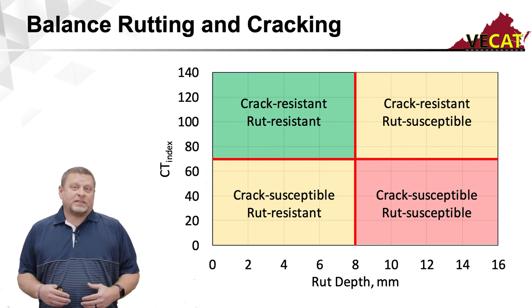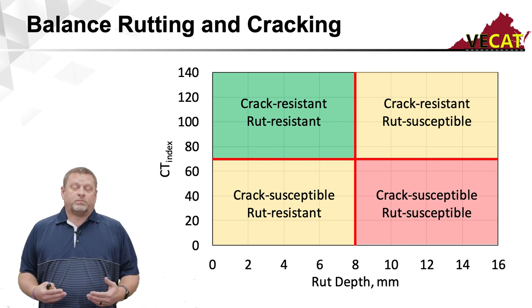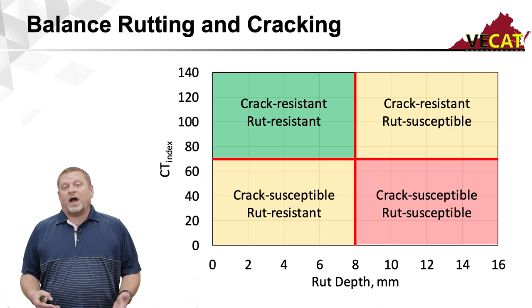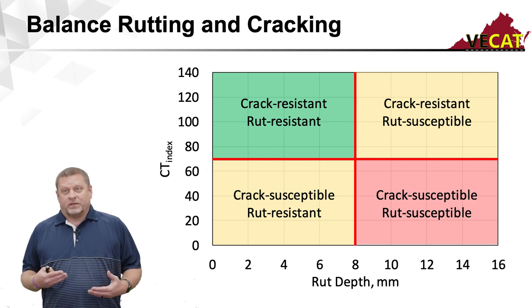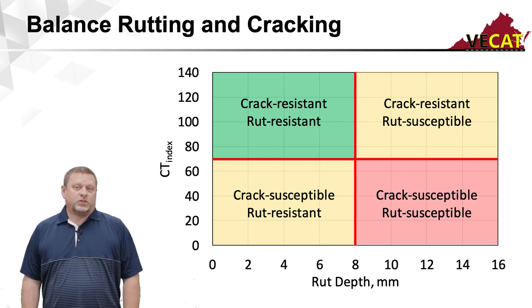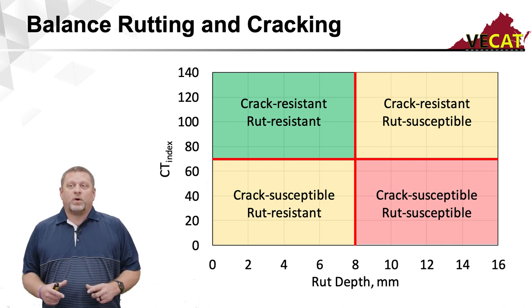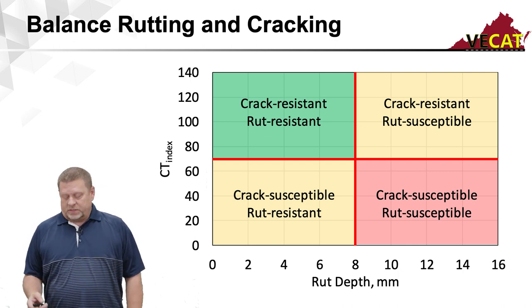The CT index, that's the nomenclature used, is basically a way of measuring crack resistance. And in this case, you want the higher number. The higher the number, the more crack resistant your mix design will be. So as you can tell from this color coding, what we're looking for is something in the top left quadrant that will be both crack resistant and rut resistant.